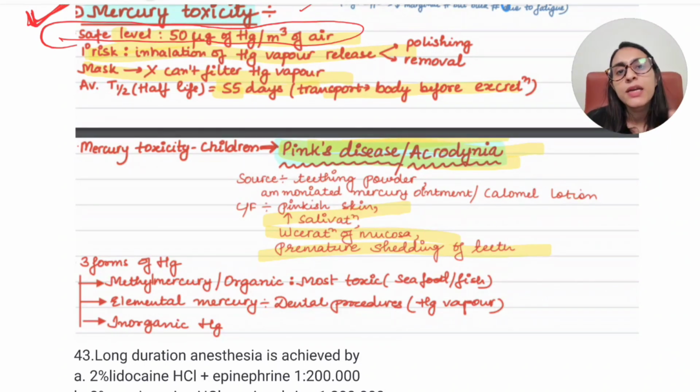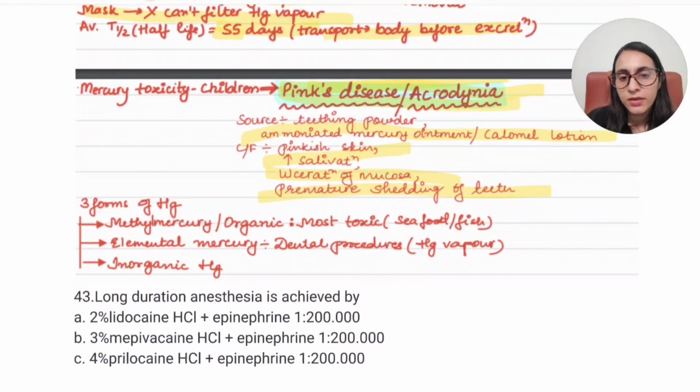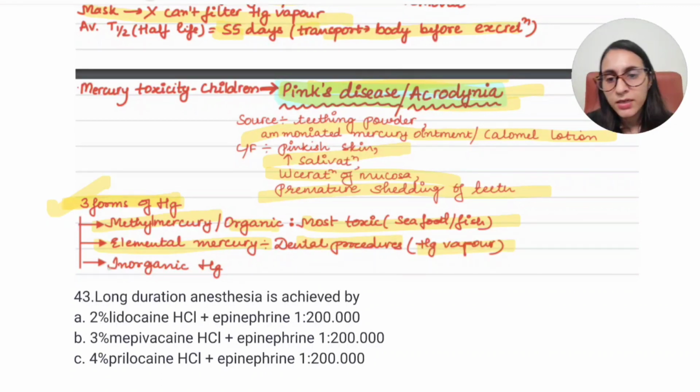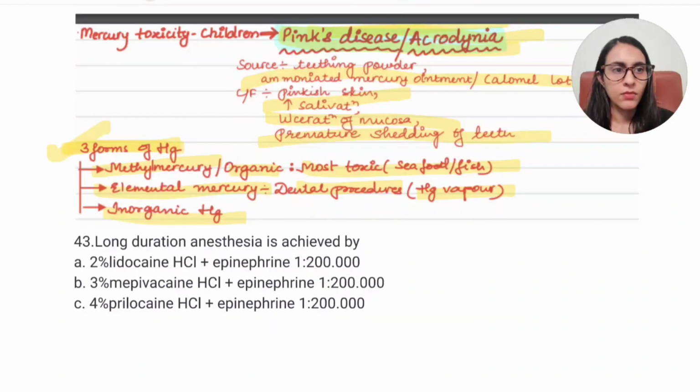What is the main cause of mercury toxicity in children? It is either teething powder that contains mercury, ammoniated mercury ointment, or any calomel lotion containing mercury. We have discussed this in the crash course lecture also. There are three forms of mercury. Methyl mercury, the organic form, is the most toxic form, found in seafood or fish. Elemental mercury, from dental procedures, which are the mercury vapors, and inorganic mercury.